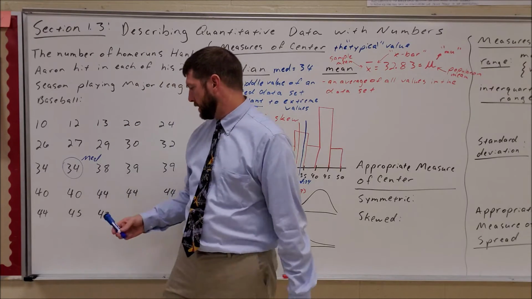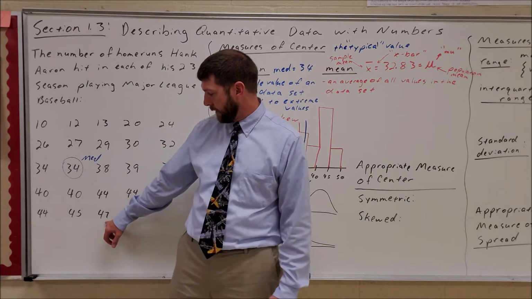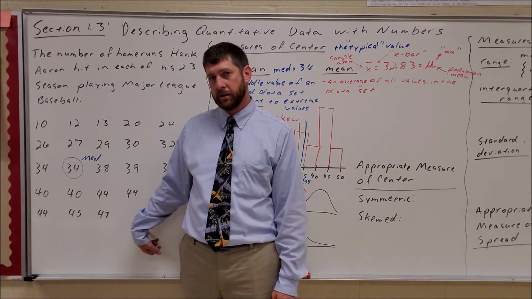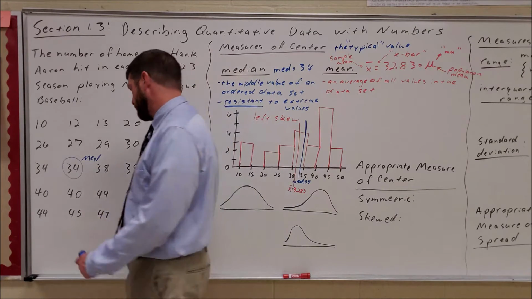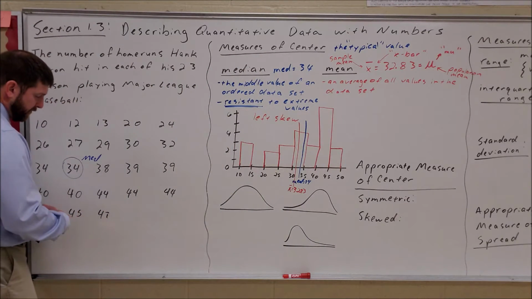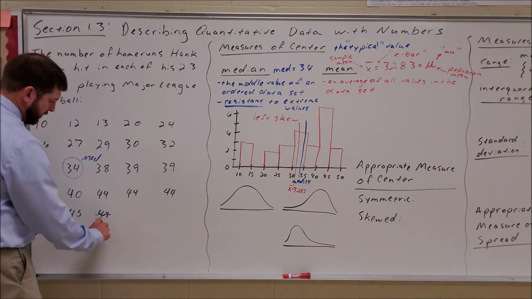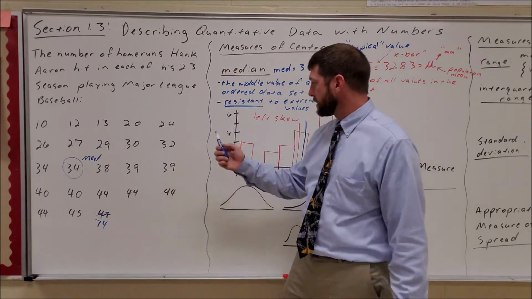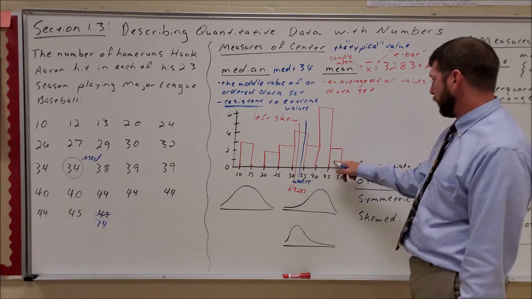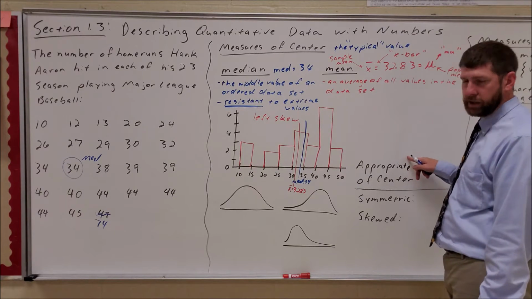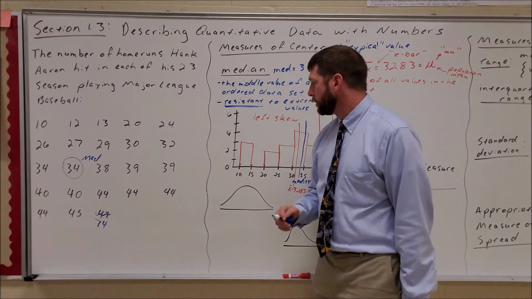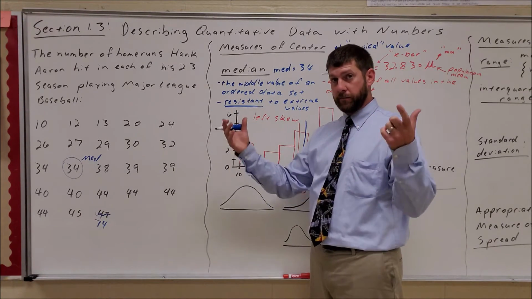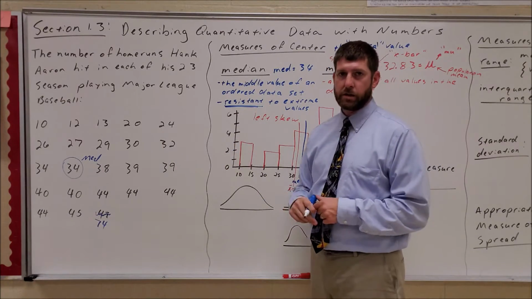Okay, so let's say that instead of hitting 47 home runs as his highest season, he had hit 75 home runs in that highest season. So that 47 just becomes a 75 or a 74. If that was a 74, does it change what the middle number is? No, 34 is still going to be the middle value. This part of the graph is just going to move out here. There's just going to be a little peak out here.